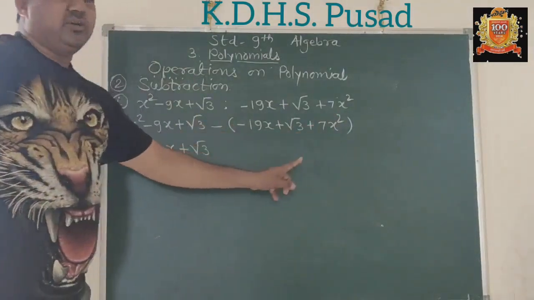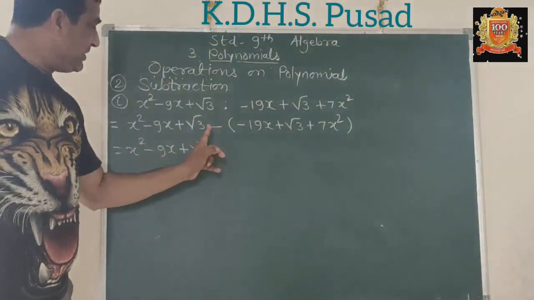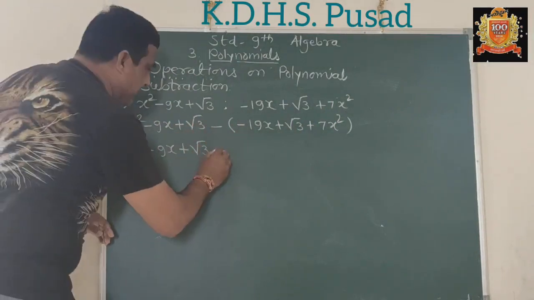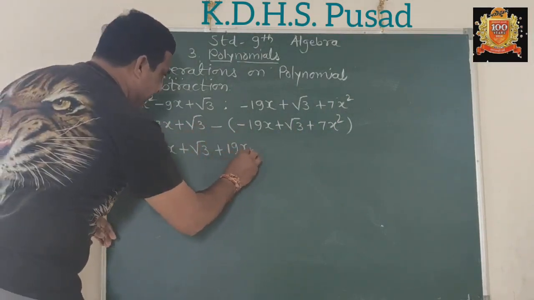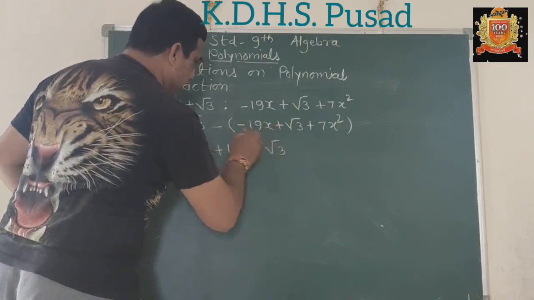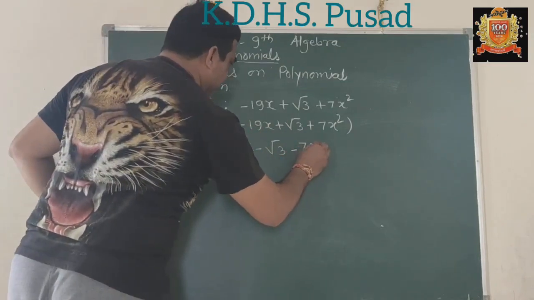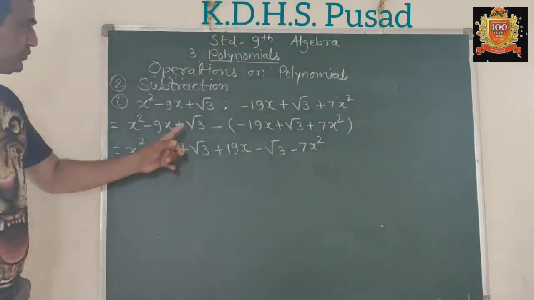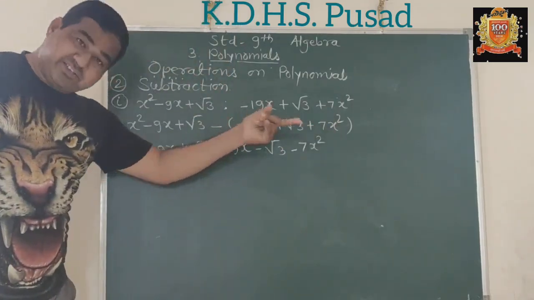Multiply all these terms by this minus sign. So minus into minus, plus 19x. Minus into plus, minus root 3. Minus into plus, minus 7x square. So in this way, multiply this complete bracket by this minus sign.